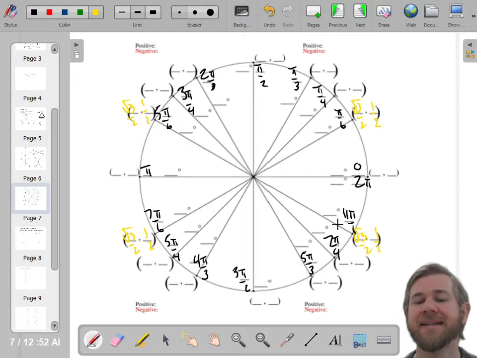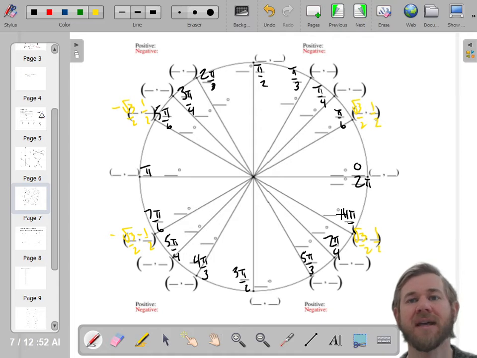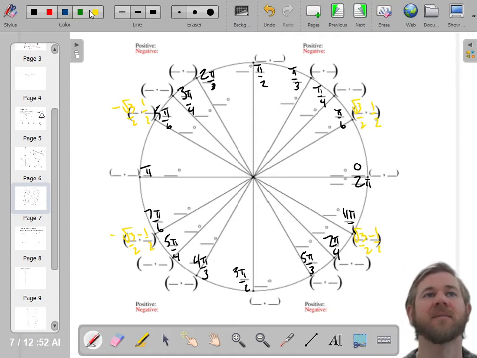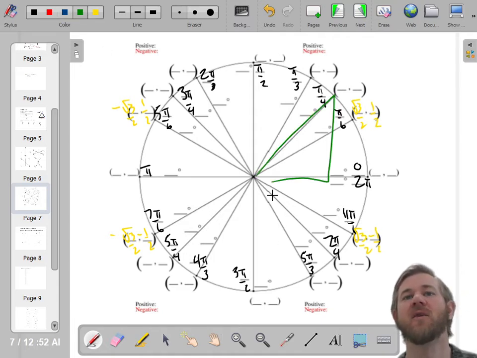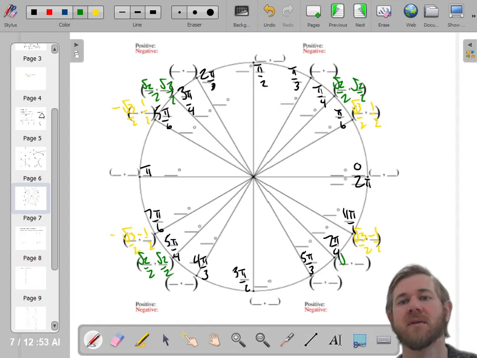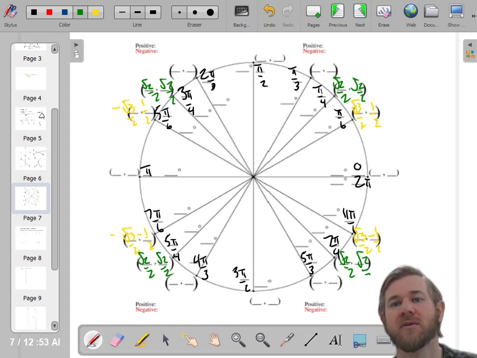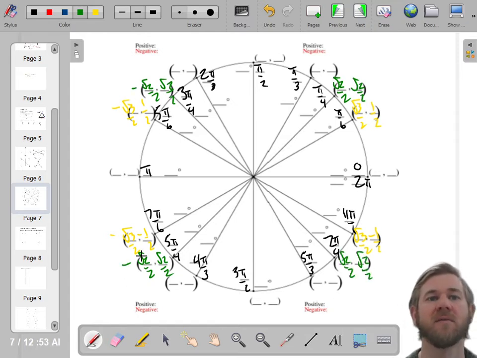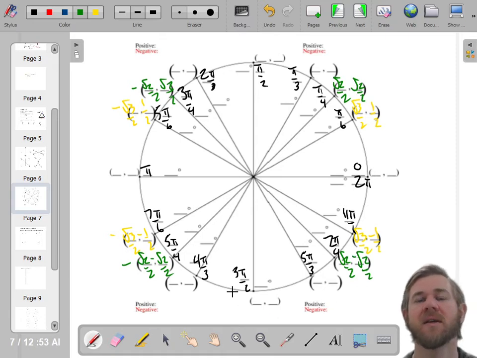The only thing that changes is in the second quadrant, x is negative. In the third quadrant, they're both negative. And in the fourth quadrant, y is negative. 45. This is a 45-degree isosceles triangle. So the sides are both radical 2 over 2. All the pi over 4s will be radical 2 over 2. The only thing that changes, x is negative. Both are negative. Y is negative.